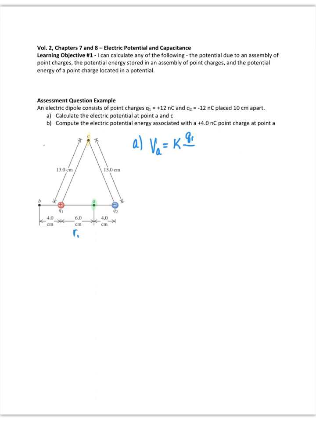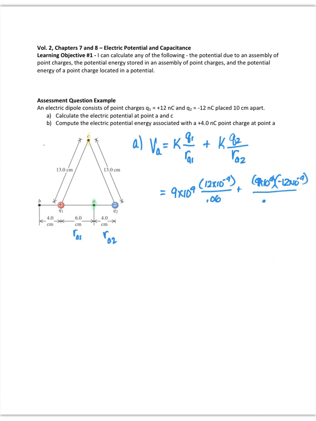I'm going to call this distance RA1 to represent the distance to point A from charge 1, and then we have kQ2, and I'm going to call this distance RA2 to represent that it's the distance between charge 2 and point A. So if we then substitute in our values for this, remember a nanocoulomb is 10 to the minus 9, this distance is 0.06, and then we have 9 times 10 to the 9, and then that's minus 12 nanocoulombs. And this distance is 0.04.